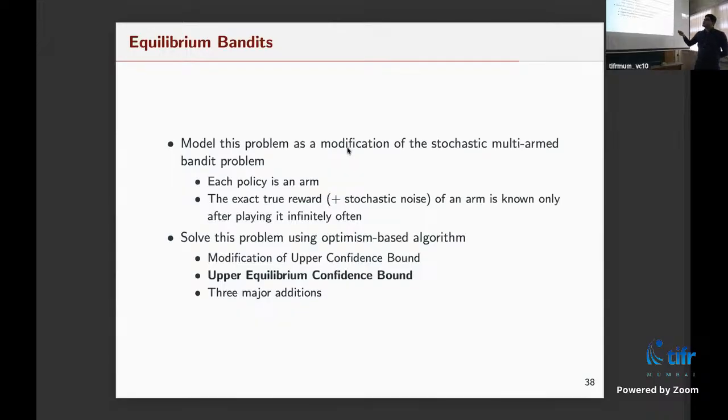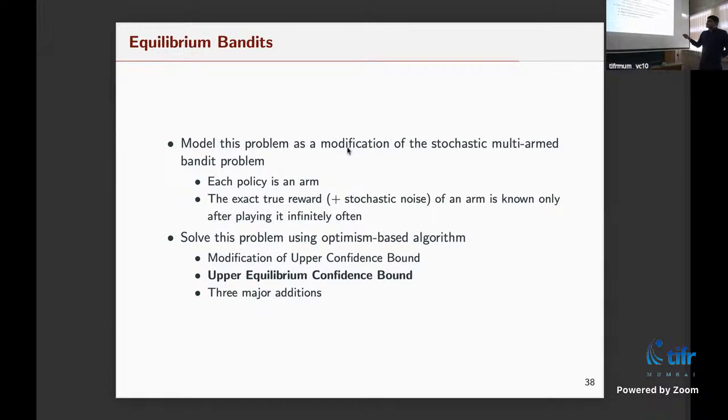So we model this problem as a modification of the standard stochastic multi-armed bandit problem. In the standard multi-armed bandit problem, the player or the manager chooses an action or an arm, and they get to see a noisy version of the reward for that arm. Here, the exact true reward cannot be known unless you wait for an infinite amount of time.